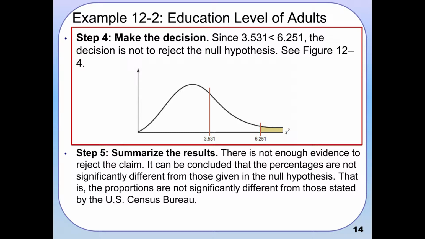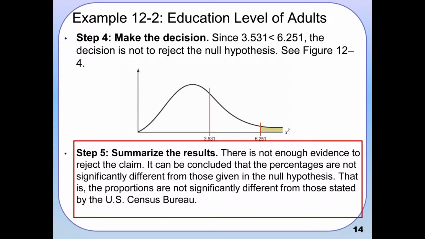Step 5. Summarize the result. There is not enough evidence to reject the claim. It can be concluded that the percentages are not significantly different from those given in the null hypothesis. That is, the proportions are not significantly different from those stated by the U.S. Census Bureau.